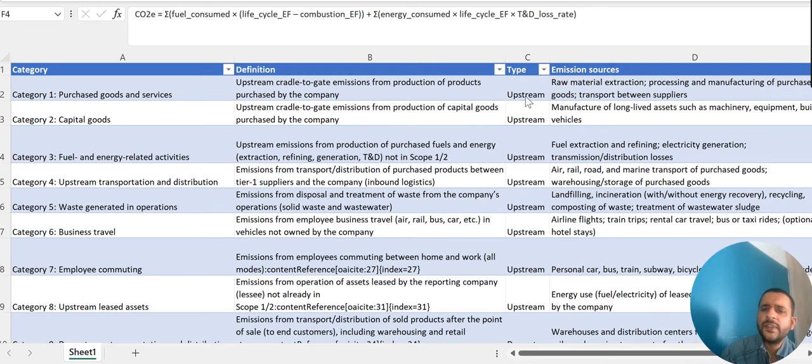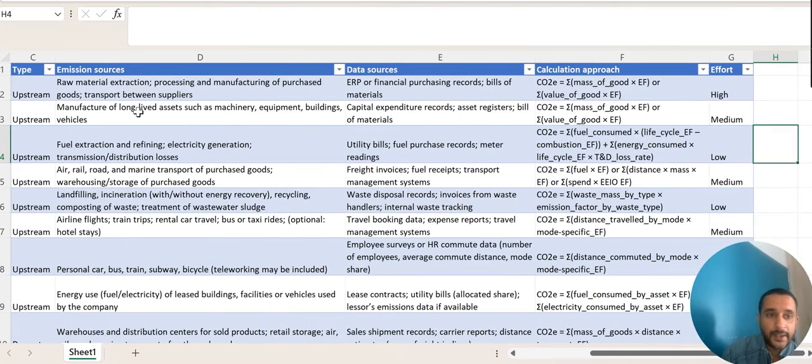And then in column C, we have type of emissions. Is it an upstream or a downstream? So that categorization, upstream and downstream categorization. Then what are the emission sources, say, for category one of emissions? Because this is an important source of information which we need as an input when we calculate these scope 3 emissions. So category wise emission sources, what are the sources?